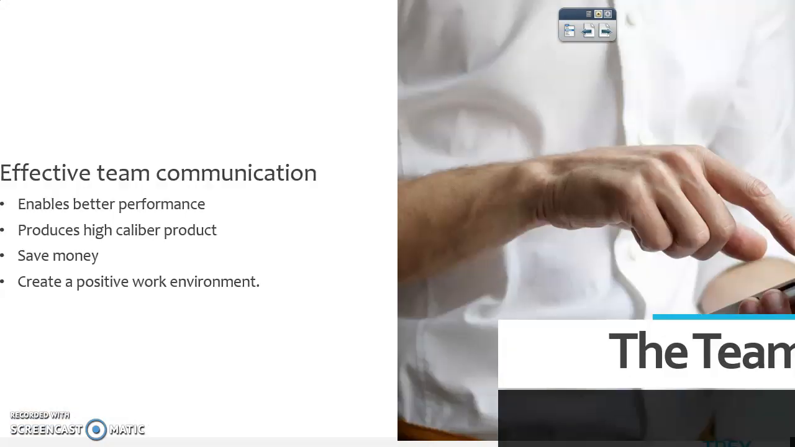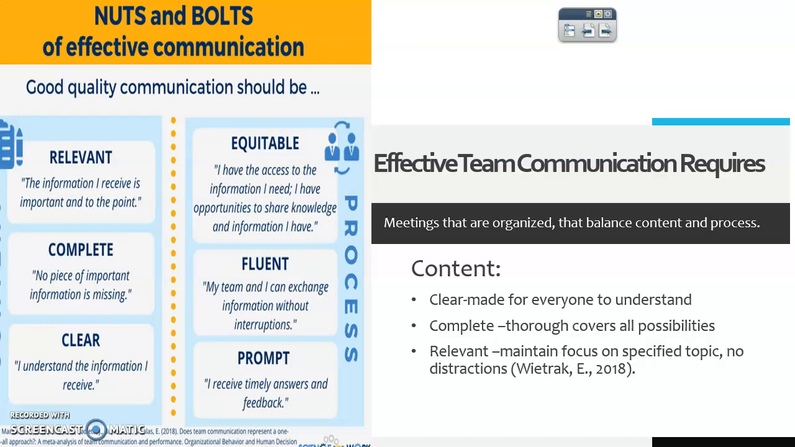Effective team communication. When a team does effectively communicate, it enables better performance, produces a higher caliber product, will save money, and create a positive work environment. For you to truly have effective communication within a team, you've got to have great content and a smooth process.